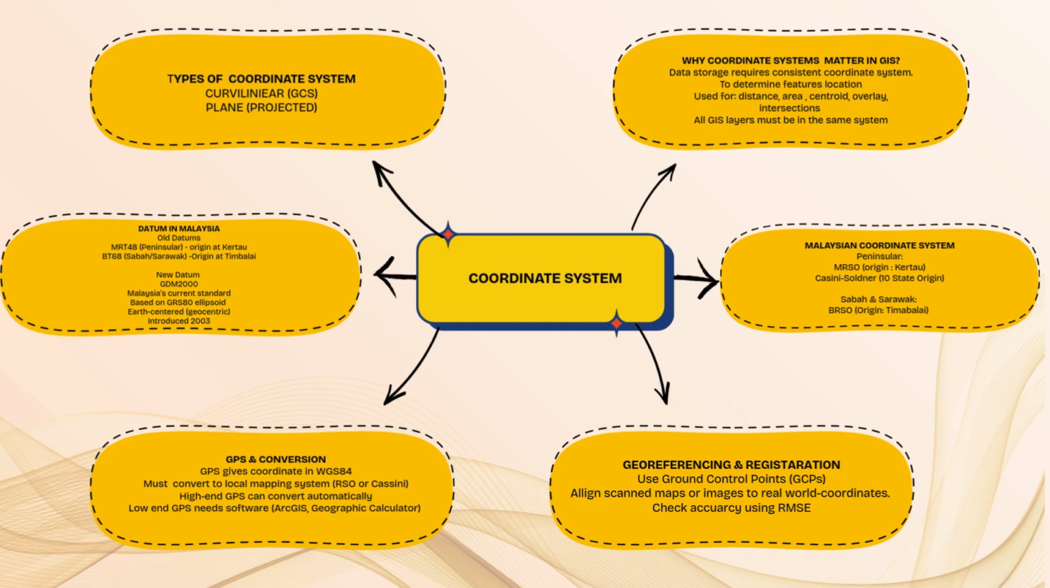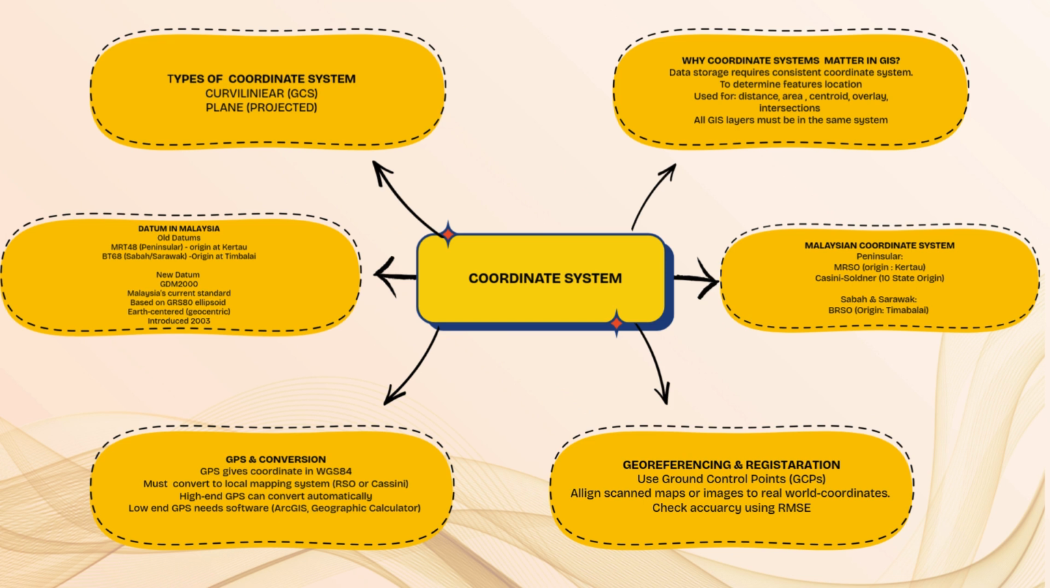For the coordinate system, the coordinate system is fundamental in GIS because it allows us to accurately describe the position of features on the Earth's surface. So there are two main types of coordinate system: the geographic coordinate system, which uses latitude and longitude in degrees, and the projected coordinate system, which represents location using x and y coordinates in meters.